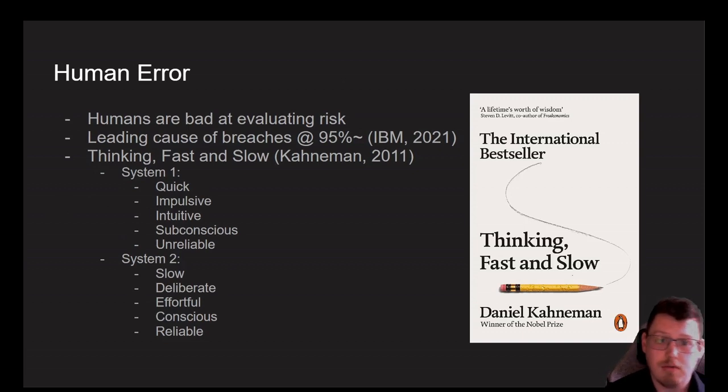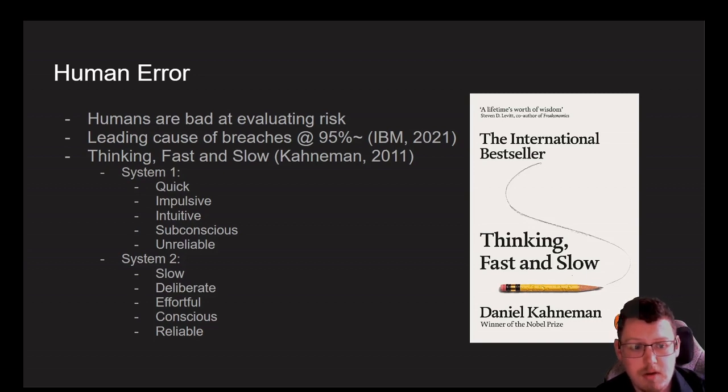So human error. Humans are bad at evaluating risk, and according to an IBM report in 2021, the leading cause of security breaches, with 95%, was due to human error. So how do humans make errors? How do humans actually think for a start?